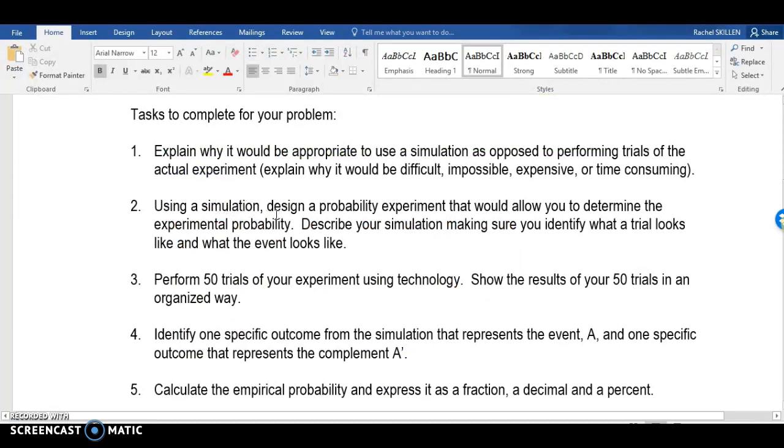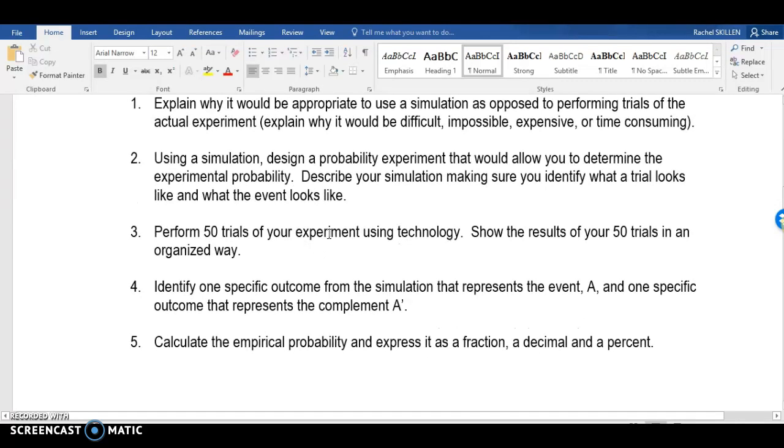let's just go back to the tasks here. So we designed our experiments. You want to describe it. So I would talk about how I'm flipping 4 coins. The trial is flipping them and seeing what the outcome is, and then the event would be 2 of each type, 2 heads and 2 tails.